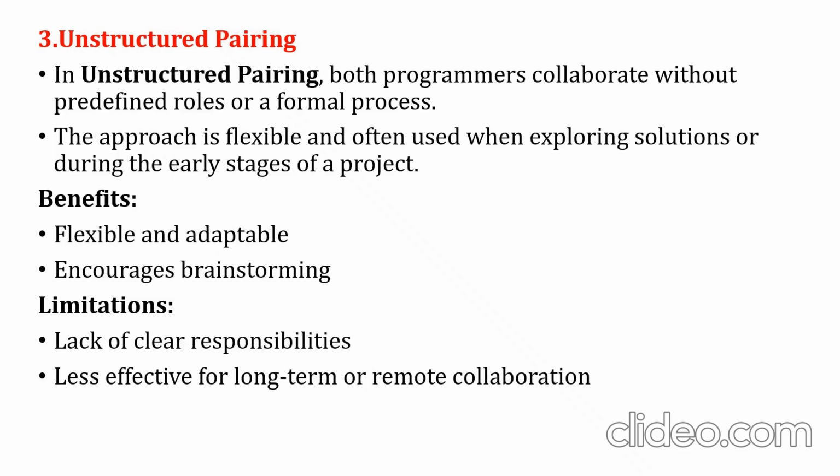Next one is unstructured pairing. Here, both programmers collaborate without predefined roles or a formal process. It is flexible and can be useful when exploring different solutions or during the early stages of a project. The main advantage is flexibility and the opportunity for brainstorming. However, because there are no clearly defined responsibilities, it may be less effective for long-term or remote collaboration.